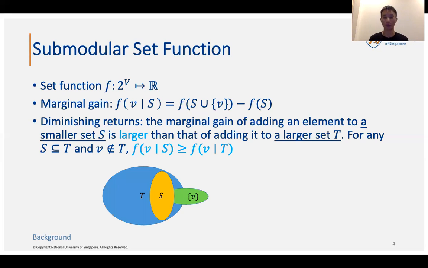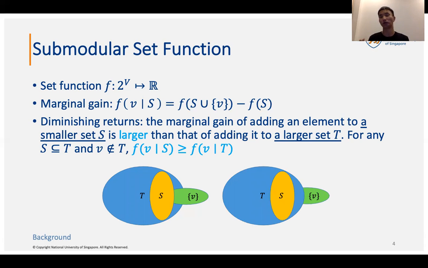For example, there are two sets, S and T. The yellow part is S, the blue part is T. If we add an element V to the yellow part, the green part is the marginal gain. If we add the same element to the larger set T, you can see that a part of the green part is covered by the blue part, so the marginal gain reduces. This is submodularity, or diminishing returns, a very simple concept.